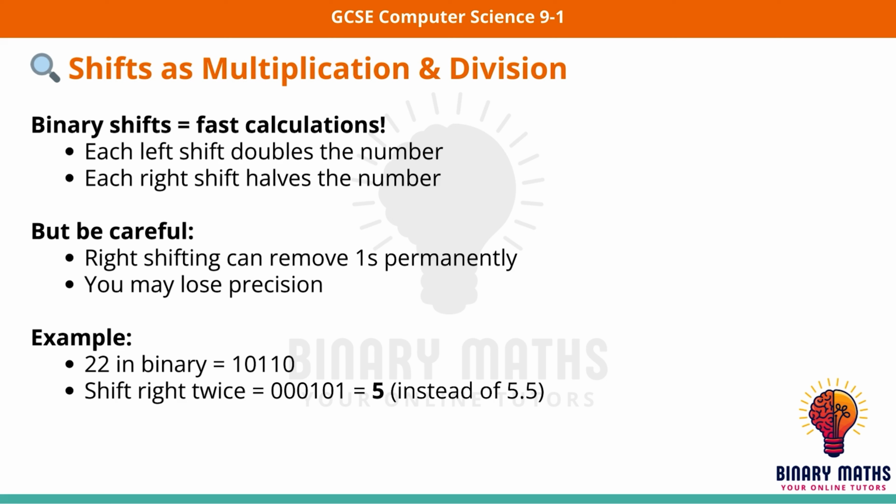So when we look at shifts as multiplication and division, each left shift will double the number. Each right shift halves the number. But one thing to be cautious about, right shifting can remove ones permanently, and you may lose precision in the number that you're trying to represent.